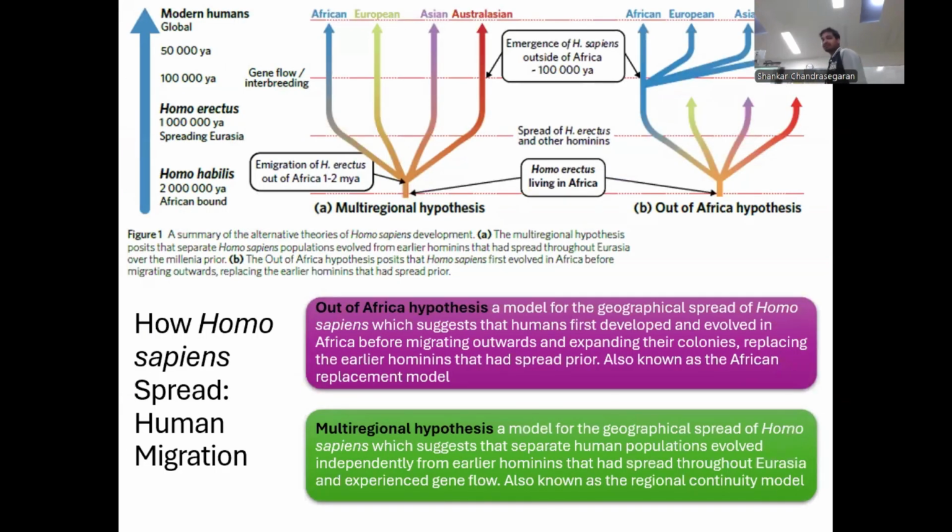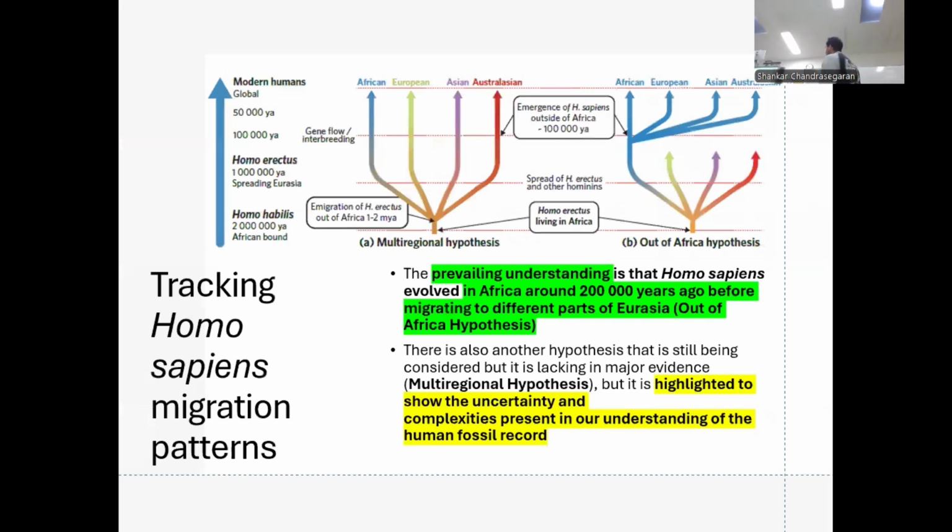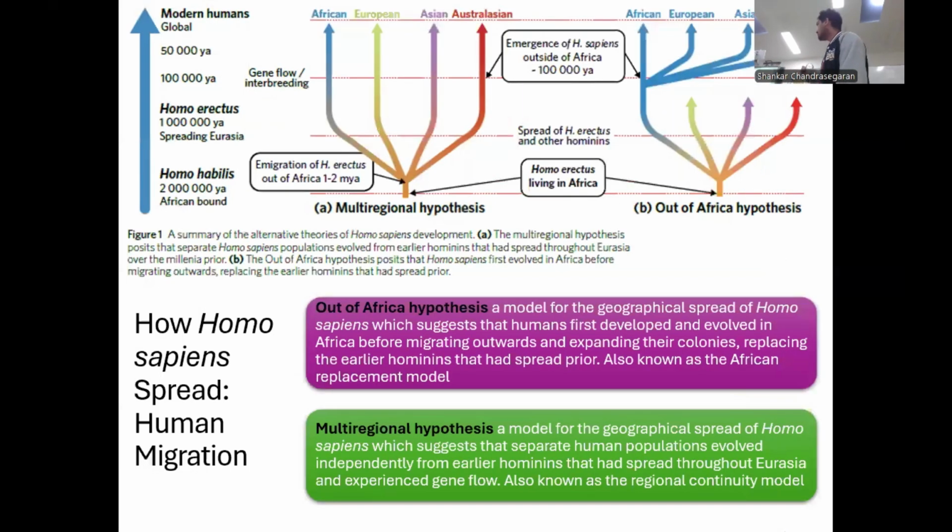That's why we use it as a way to postulate that there is still uncertainty and complexity in our understanding of the human fossil record. So that's why we still have to consider different ideas. Even though it's not well supported, it is still an idea that we should keep in mind because there is still a lot of uncertainty and complexity present in our understanding of the human fossil record. So we need to still rule out more ideas than shoot them down.